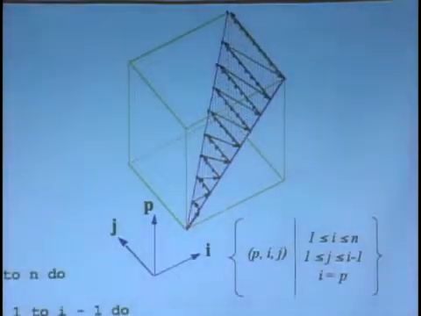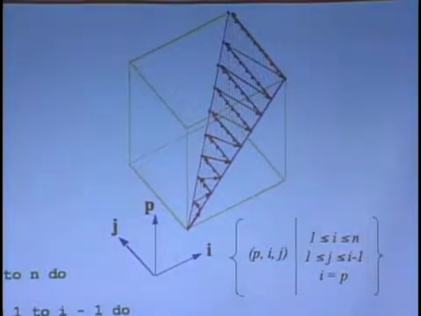How do I go about doing that? So this is the kind of loop nest I want to generate. Let me show you how we generate that. So I just showed it first.